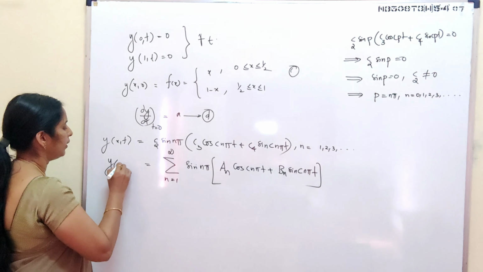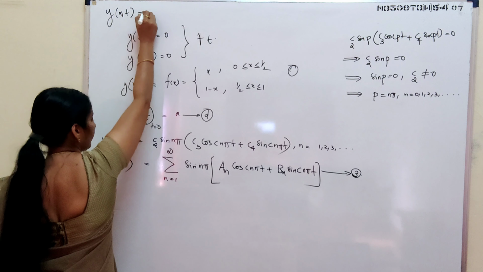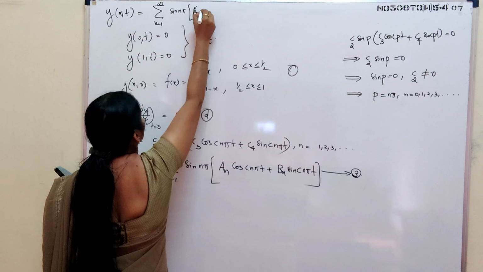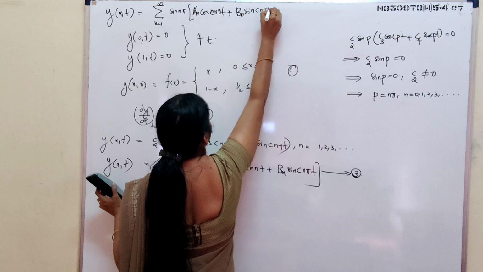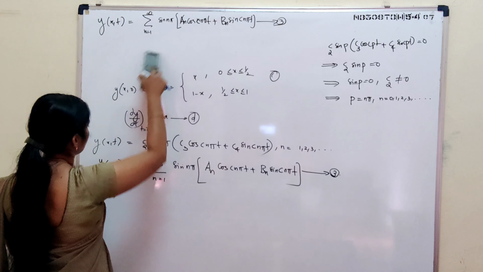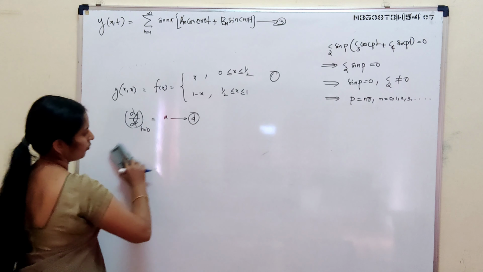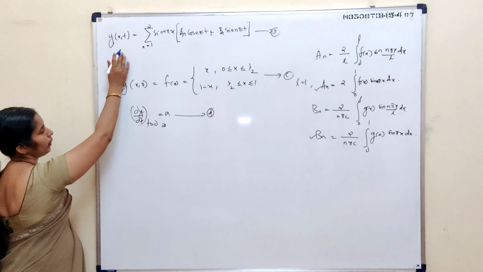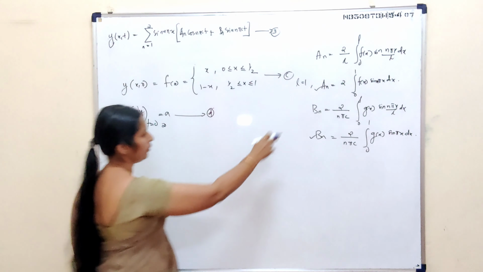So this is the solution of the wave equation, that is y(x, t) = sum from n = 1 to infinity of sin nπx (an cos cnπt + bn sin cnπt). That is equation number 3. y(x, t) is given by this equation number 3. So in equation number 3, we have to find the arbitrary constants an and bn by using these equations.